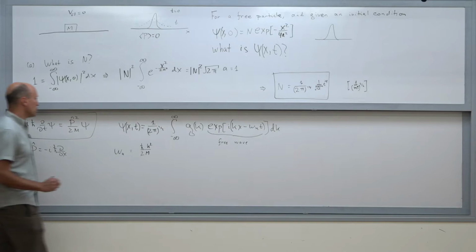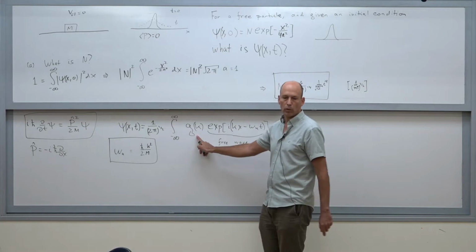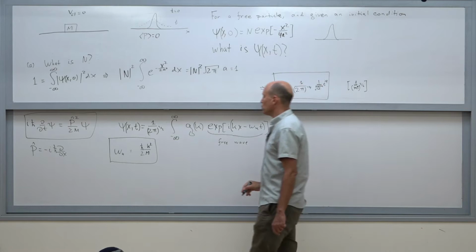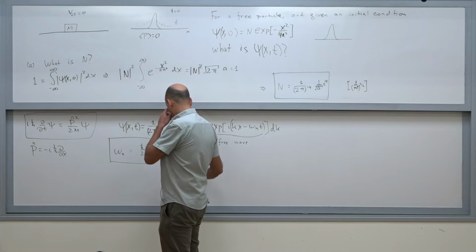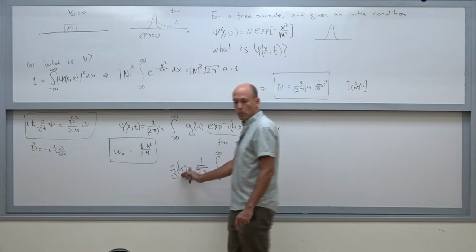And all I need now is to remind myself what is g of k. So I hope you remember what g of k is. What I didn't use here is the initial condition, so I need to write down the formula that we derived. g of k is luckily given by the Fourier transform. So this is in k space, momentum space, so I have to transform from position x to k.